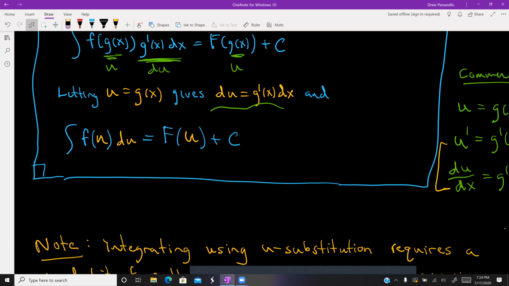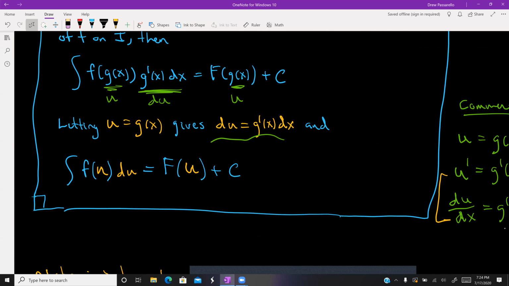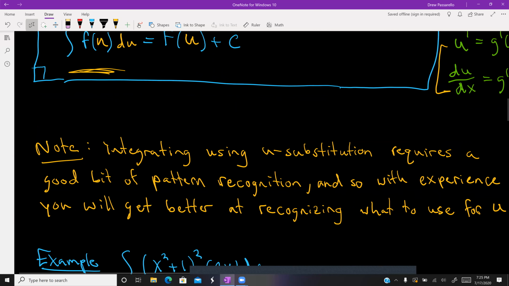And so once you know you have du is the entire thing, g prime of x dx, you can substitute that in for g prime of x dx. And then you have u is g of x, so you can substitute that in, which makes us have just f of u du. And we just integrate to get the antiderivative of f of u. And then we plug back in at the end what u was, and u is g of x.